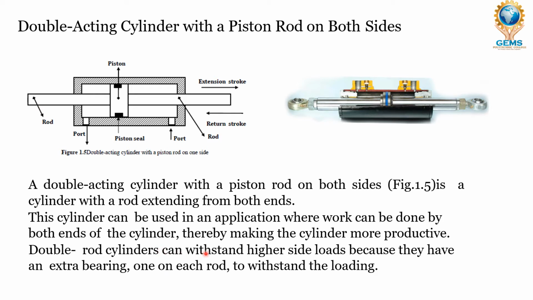The double rod cylinders can withstand higher side loads because they have an extra bearing, one on each rod, to withstand the loading.